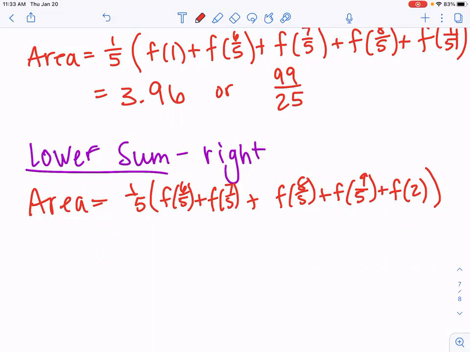I'm just very OCD about things being in order from left to right. Okay. But now I have 1, 2, 3, 4, 5 f of x's, so I know that I have my 5 rectangles.